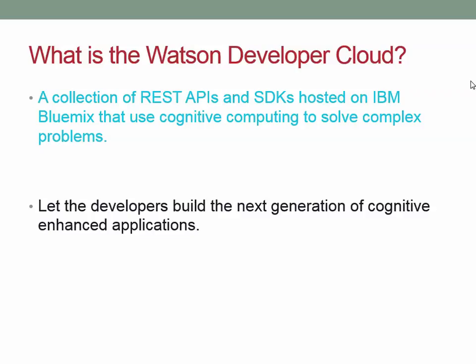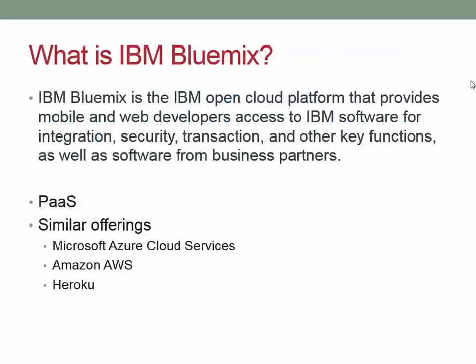So what is the Watson Developer Cloud? So IBM takes these cognitive tooling, they release it as a collection of REST APIs and SDKs, and they hosted it on a platform called IBM Bluemix. And IBM Bluemix is a typical platform as a service offering, very similar to Heroku or some of the other cloud services, which provides things like boilerplates, like runtimes, and other integration points.